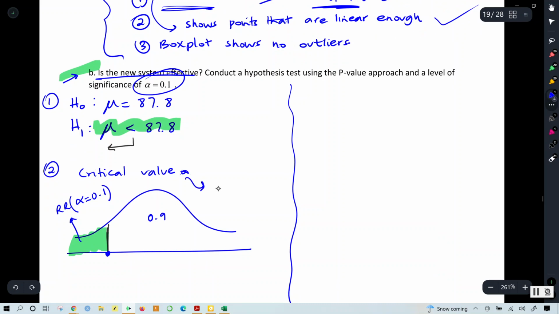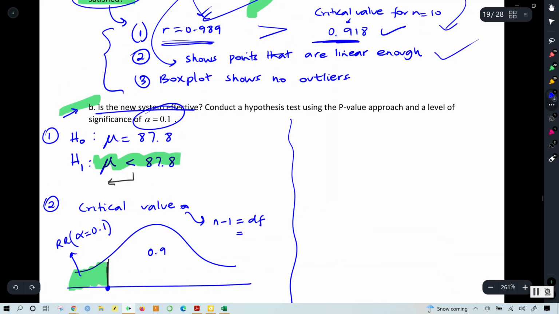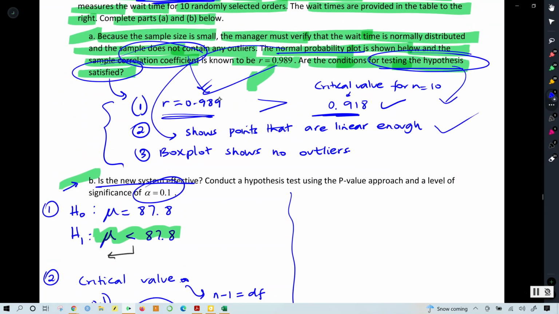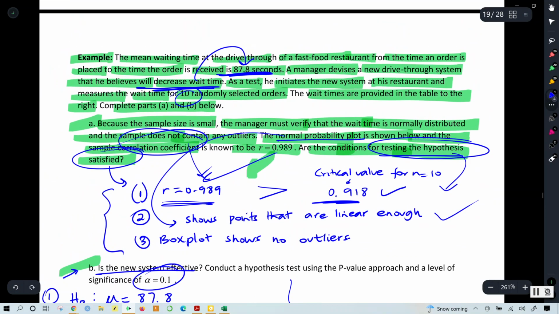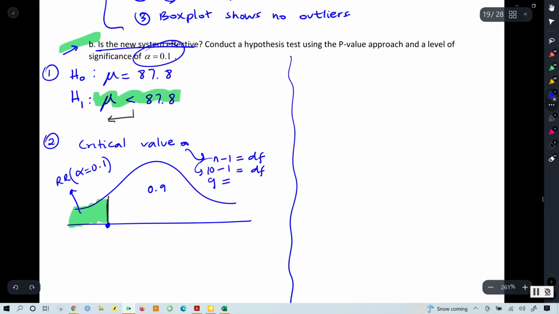But since I'm using my t distribution, I need my n minus 1, which is my degrees of freedom. And n in this case is my sample size: 10 randomly selected values with randomly selected orders. So df is equal to 9. Take note, I got my n equals 10 from the question. The question said that they selected 10 randomly selected orders. So that is the sample size.